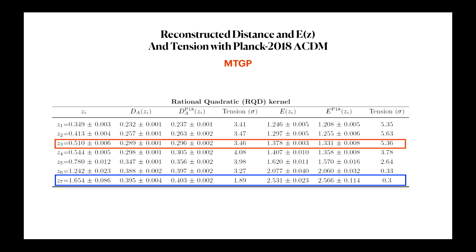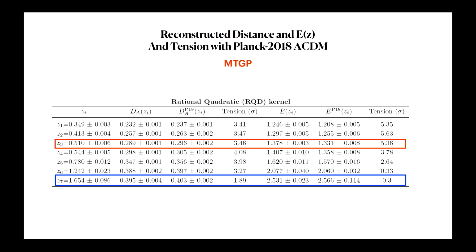And as you can see, the tensions are quite high, around 5 sigma at these 3 redshifts. And if you go to higher redshifts, these results go exactly to the Planck, fine. So at redshift more than 1, practically there is no tension. So it shows that this is the redshift regime where there is a tension, some sort of strong deviation from the lambda CDM. But as you go beyond that to higher redshifts, things go smoothly to the Planck value, fine.